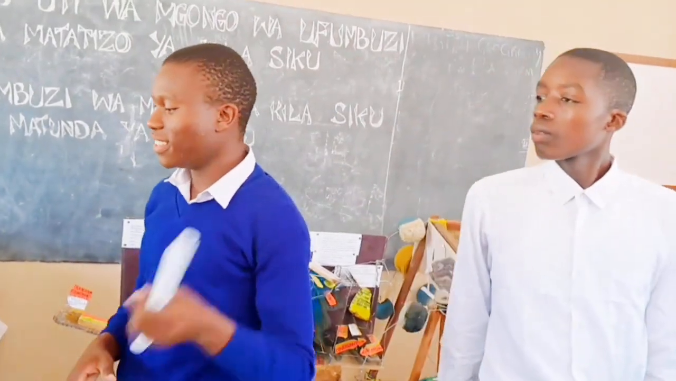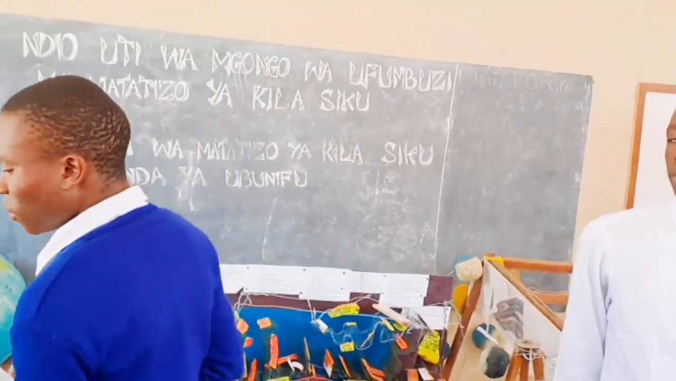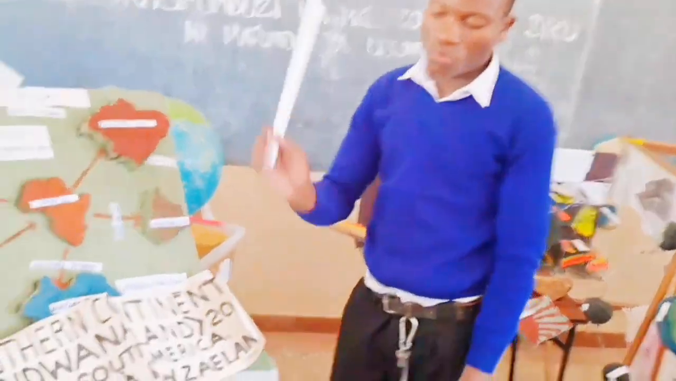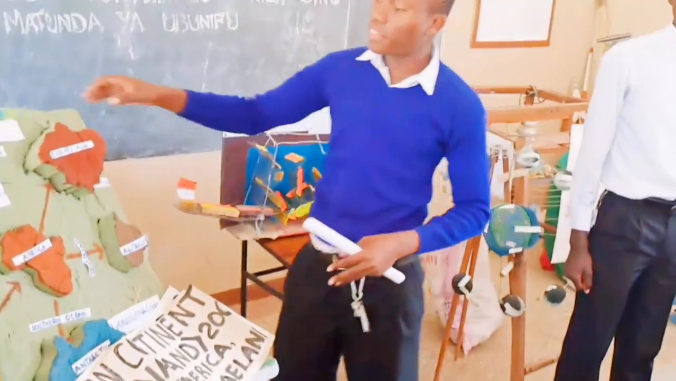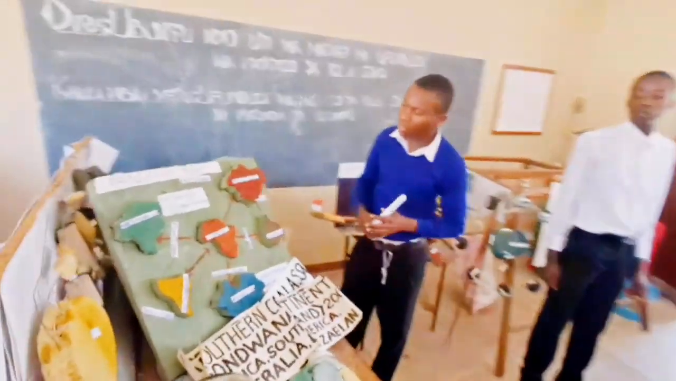These are models used in the task being given by a teacher. Starting with this one, we call it the Pangaea model. This is before the drifting of the continents. We have this one also, which is after the continental drifting of the continents.